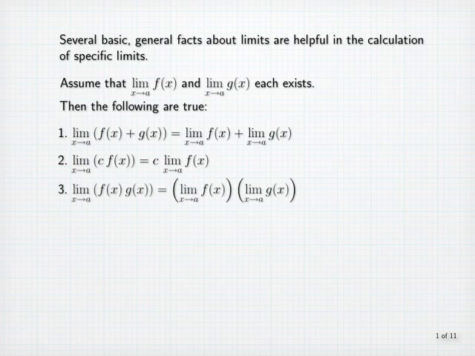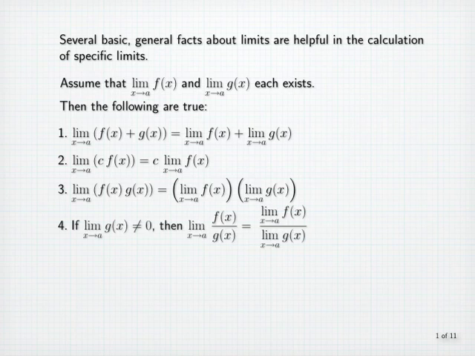3. The limit as x approaches a of a product f of x times g of x is equal to the product of the limits, the limit as x approaches a of f of x times the limit as x approaches a of g of x. 4. If the limit as x approaches a of g of x is not equal to 0, then the limit as x approaches a of the quotient f of x divided by g of x is equal to the quotient of the limits, the limit as x approaches a of f of x divided by the limit as x approaches a of g of x.